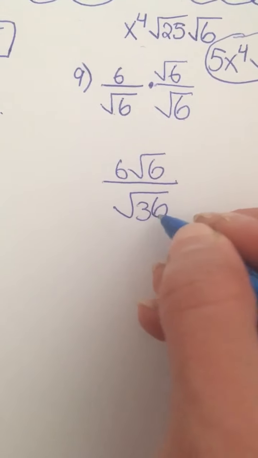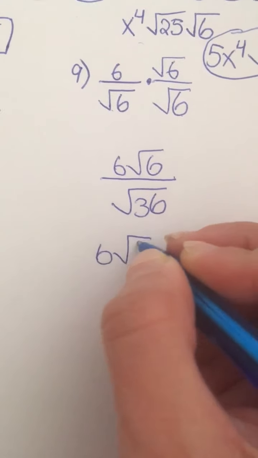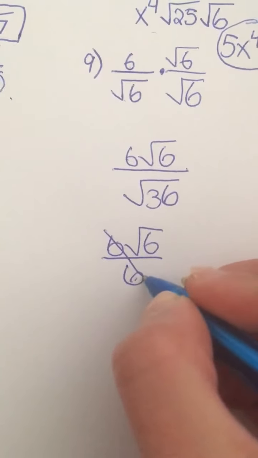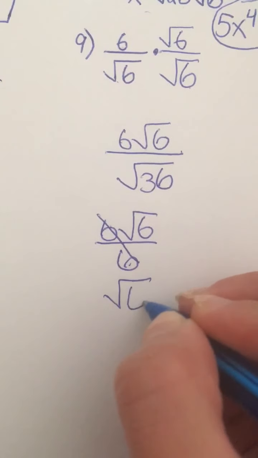The square root of 36 is 6, so let's simplify that. And then we have 6 over 6, which just cancels out to be 1. So your final answer is 1 radical 6.